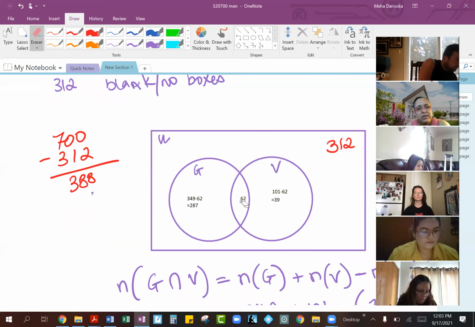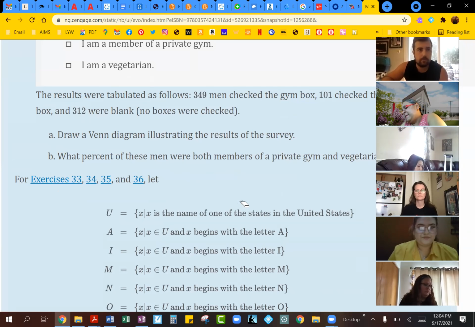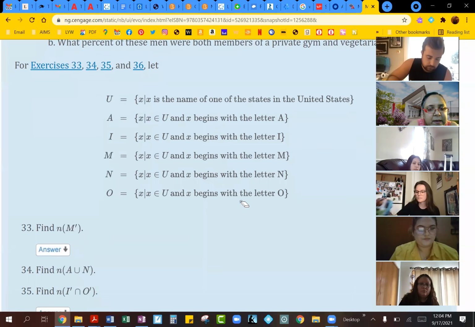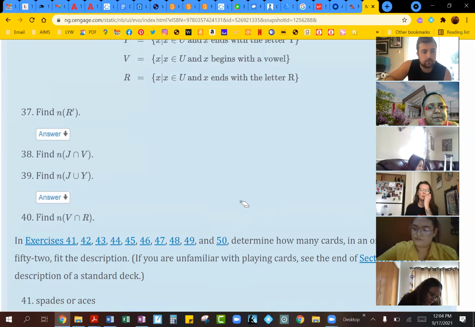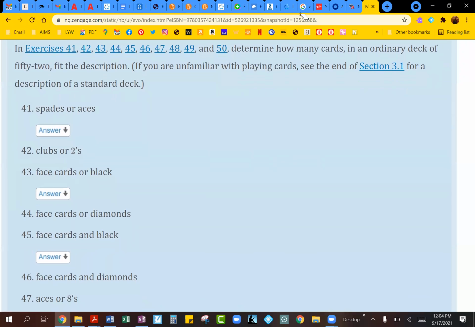All right, let's do a little bit of a different type of an example next. This one is number 44. Okay, so let's look at the instructions here for number 44. This one is talking about determine how many cards in an ordinary deck of 52 fit the description. And they are saying if you're unfamiliar with playing cards, at the end of section 3.1, they are giving you the description of what a standard deck would look like.